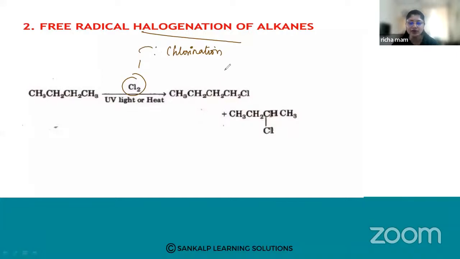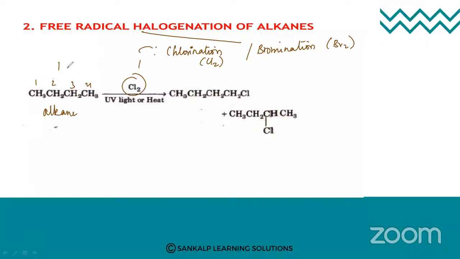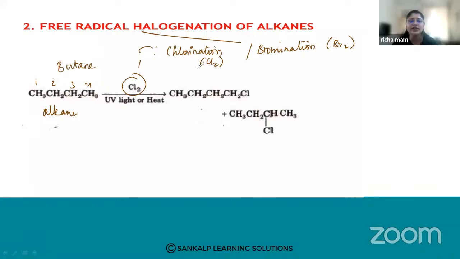So free radical chlorination or bromination. Bromination, because if we are making use of Br2, then we can do bromination also. Here we are doing free radical chlorination of an alkane. Which alkane is this? How many carbon atoms? 4. Yes, it is butane. So we are doing free radical chlorination on butane.